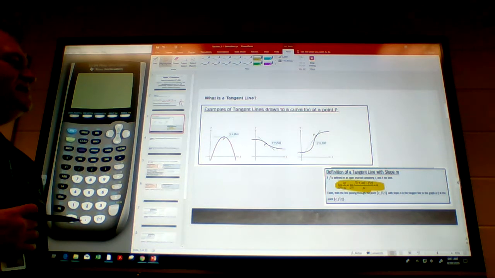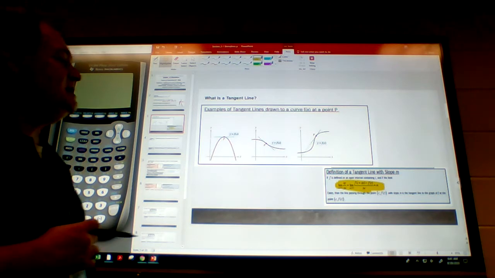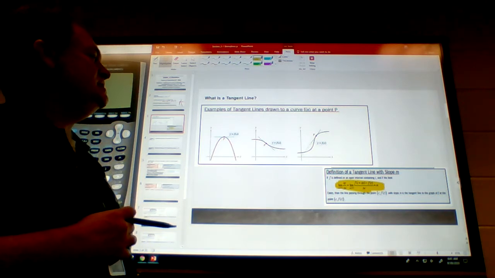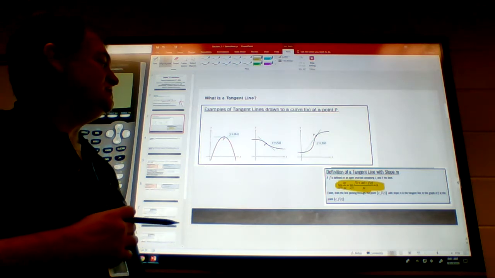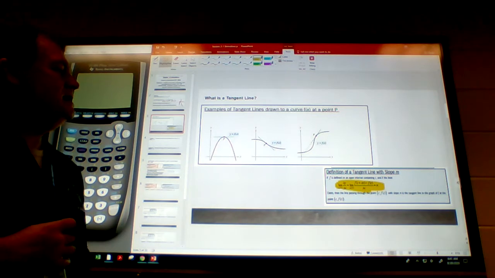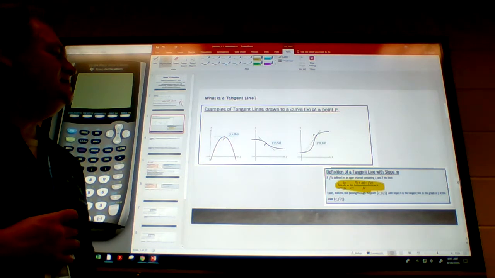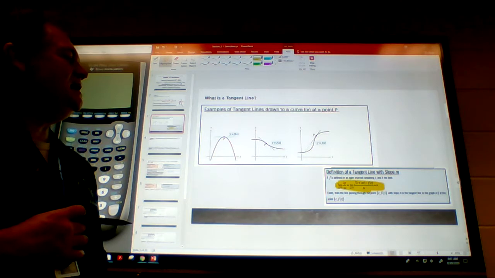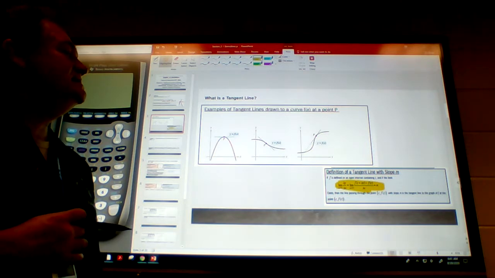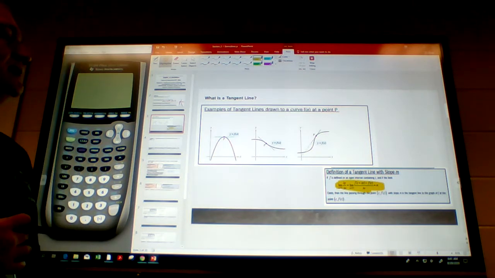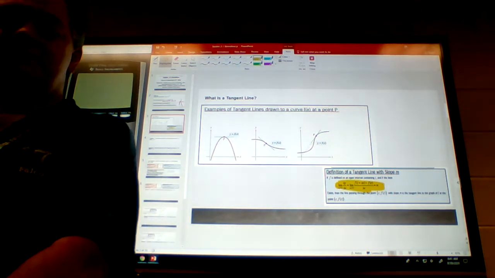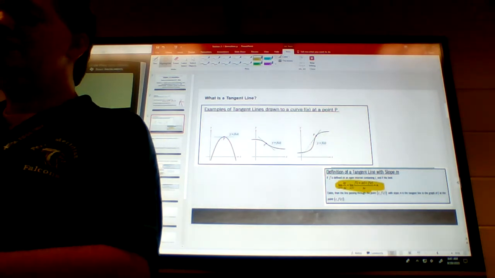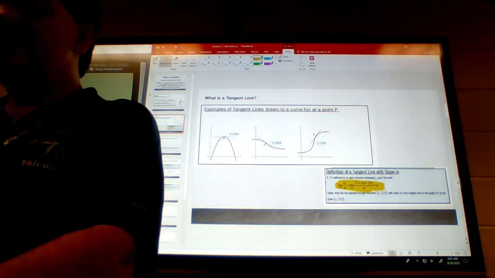It says if f is defined on an open interval containing c and the limit as delta x approaches 0 of f of c plus delta x minus f of c all over delta x equals m, then the line passing through the point c, f of c with the slope of m is the tangent line to the graph of f at the point c, f of c. All right. Now that may not make a lot of sense at this moment, but as we go through this, you're going to see better what I mean.